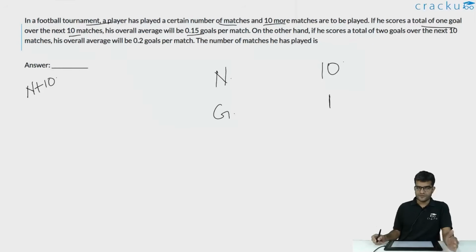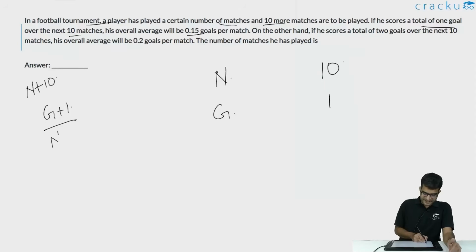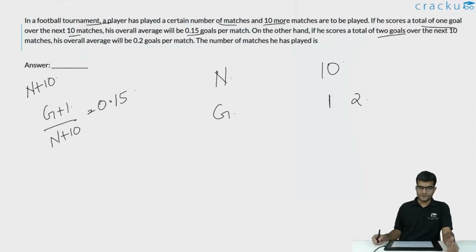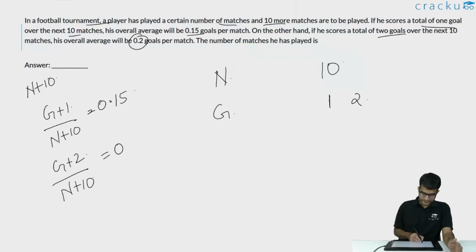So the total number of goals that he would have scored will be g plus 1. So what we are told is that g plus 1 divided by n plus 10 is equal to 0.15. However, instead of scoring one goal, if he has scored two goals, then the total number of goals he would have scored will be g plus 2. The total number of matches he played would remain n plus 10, and the average number of goals that he scored per match will now become equal to 0.2.